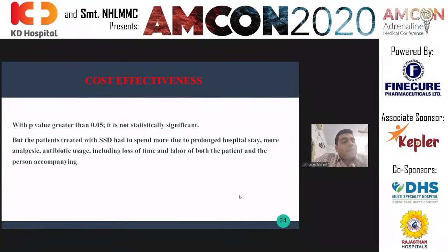Cost effectiveness. With a p-value greater than 0.05, the cost effectiveness in our study was not statistically significant, but the patients treated with silver sulfadiazine had to spend more due to prolonged hospital stay, more analgesic use, more antibiotic use, including loss of time and labor of both the patients and the person accompanying.